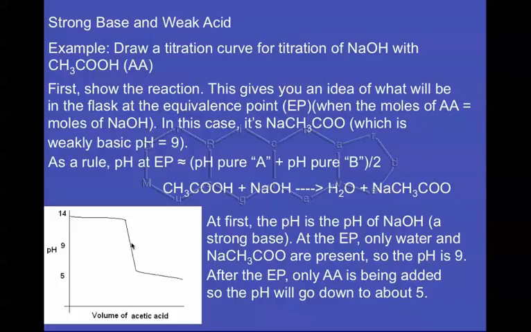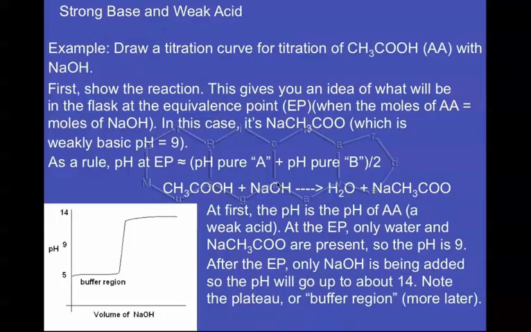Now a good way to tell what the equivalence point is going to be is to look at the starting pH, look at the ending pH, add them together and divide by 2. So 14 plus 5 is 19, divided by 2 is about 9. That gives you an idea of where the pH of the equivalence point is going to be. So this is a strong base that has been titrated with a weak acid. Remember, weak acids don't have quite as low pHs as strong acids do.